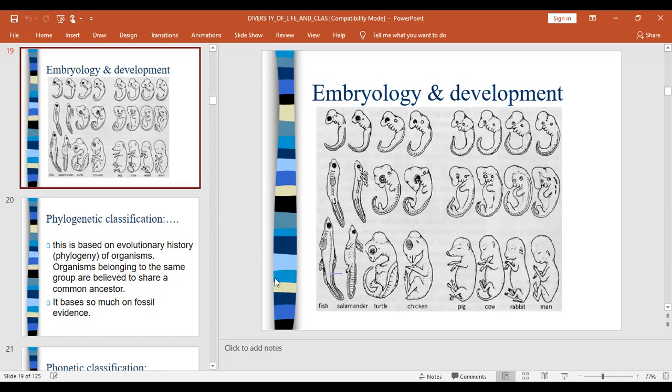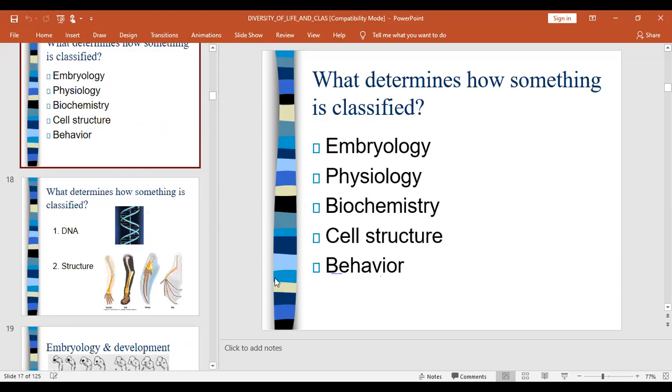Now look at those in the middle, the tortoise and then the chicken. Don't you think that they can be grouped, put in the same category? Now look at the fish, both salamander and then the fish are of the same taxa, because in their stages of development, they almost resemble one another. And therefore, that is what we call embryological classification.